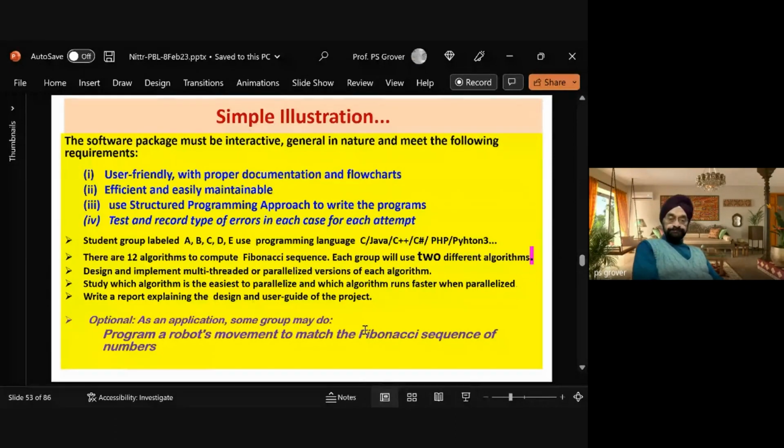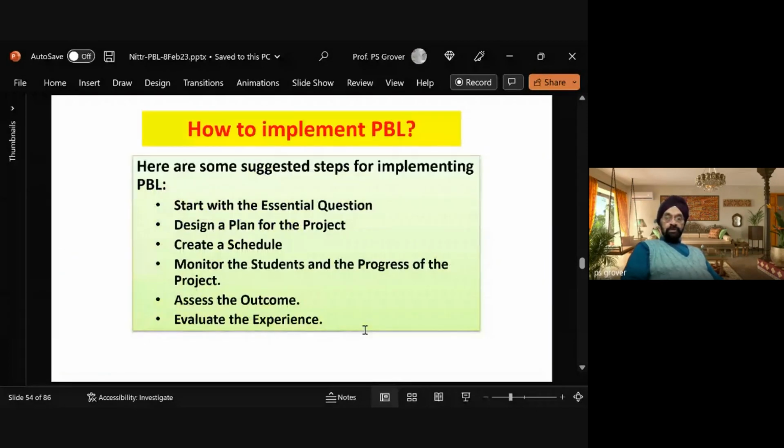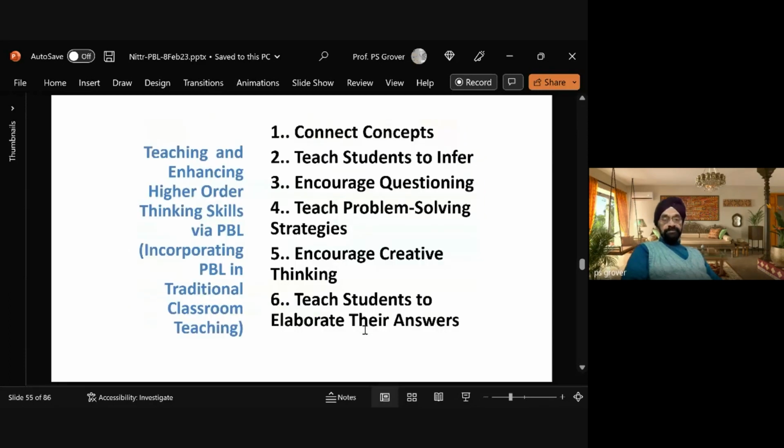In fact, you can program a robot's movement to match the Fibonacci sequence of numbers. This is another one which you can do. So how to implement? Here are some suggested steps for implementing PBL. Start with a central question, design a plan for the project, create a schedule, monitor students and the progress of the project, assess the outcome, evaluate the experience.